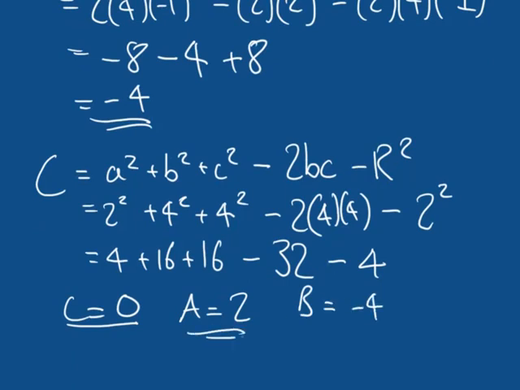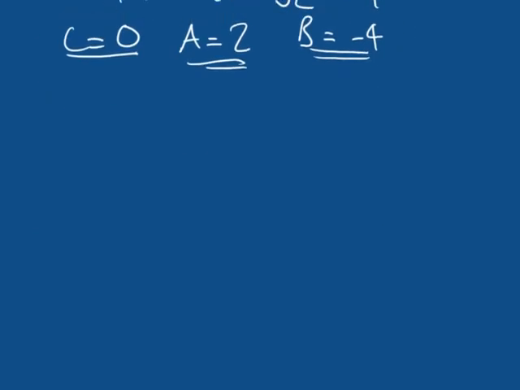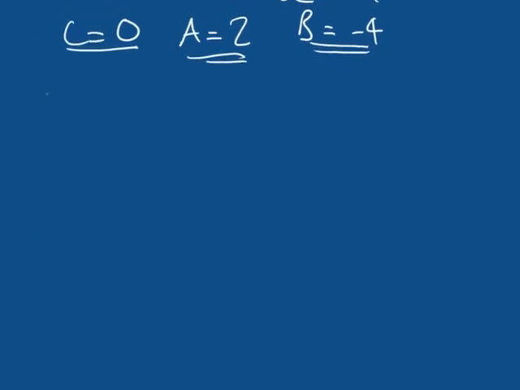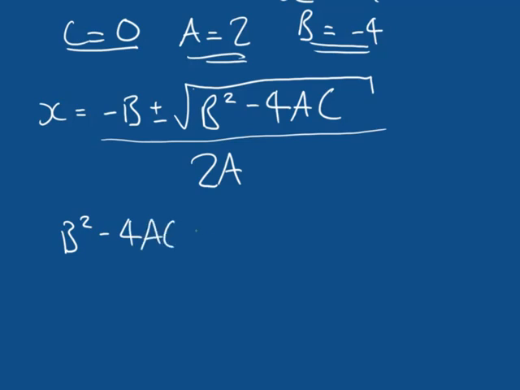So now that we've got these, let's put them into our quadratic formula. So we know that x is equal to -b plus or minus the square root of b squared minus 4ac all over 2a. So the first thing we're going to calculate is b squared minus 4ac.